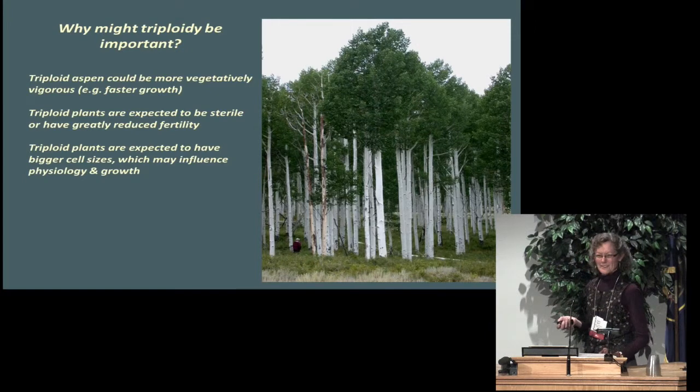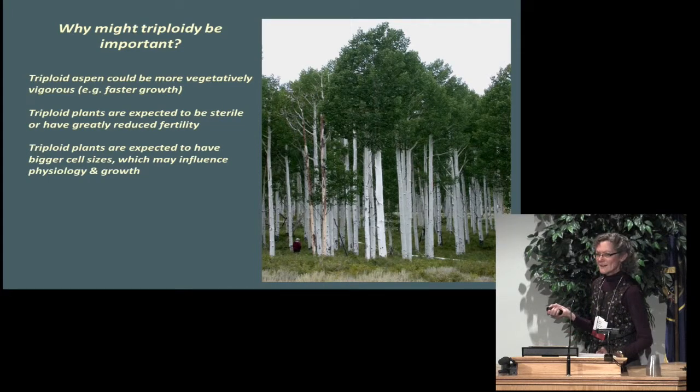Why is it? Who cares? So what if there's 3? Isn't 3 better than 2? There are a few reasons why we might care about this. First off, aspen that are triploid could be more vegetatively vigorous in various ways, and I mean to be vague about that term, vegetatively vigorous. But in other plant species that demonstrate polyploidy, they are often more vigorous in one way or another than the diploid counterparts.